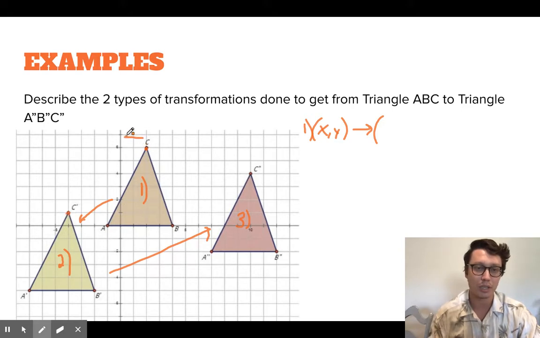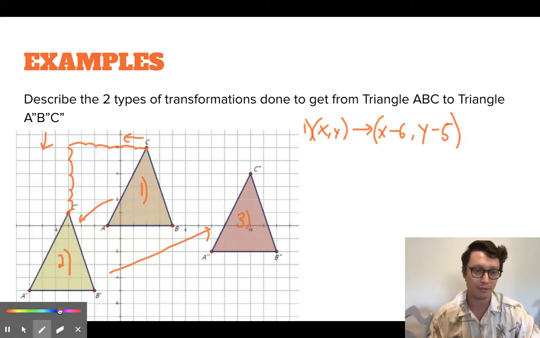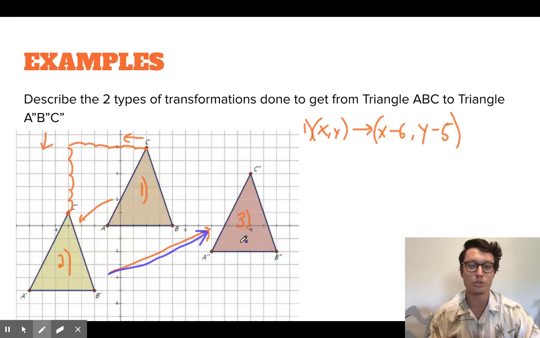We're going to go left. So we know it's going to be X minus because it's left. And then let's just count. 1, 2, 3, 4, 5, 6. So X minus 6. And then Y, notice we are going down in the Y direction. So it's going to be minus again, but we have to figure out how much. Y minus 1, 2, 3, 4, 5. So Y minus 5. That is the first rule, right? That's the first transformation.